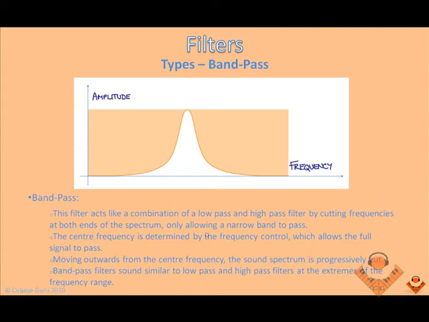Bandpass filters sound similar to low-pass and high-pass filters at the extremes of the frequency range. So basically what that's saying is if you had a high-pass and a low-pass filter on the same channel, you would get this effect. Basically using the low-pass to allow the low section of this through and a high pass to allow the high section of this through. Now let's see how well I can do showing you this in real time.